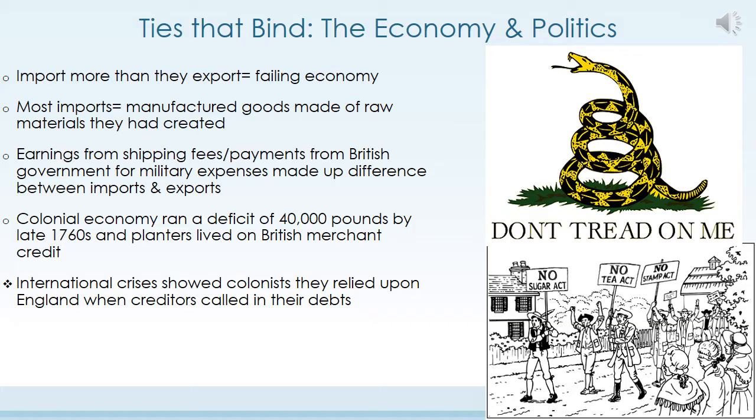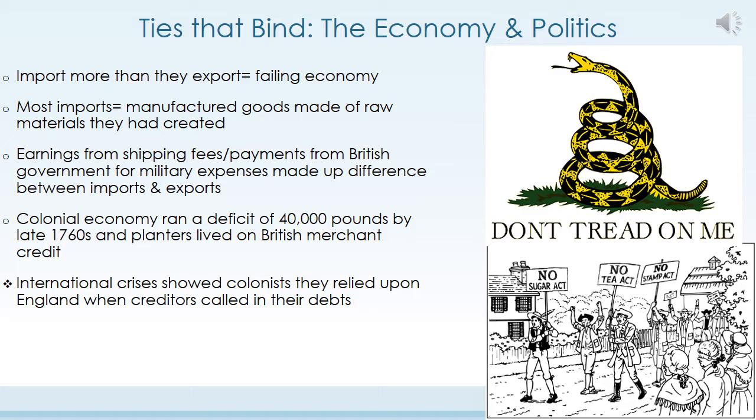The colonists actually imported more goods than they exported. And remember that the policy of mercantilism was that for a country to be successful, they needed to export more than they imported. So the colonial economy was not successful for the colonist, it was successful for the mother country. And the earnings from the shipping fees and payments from the British government for military expenses would then make up the difference between their imports and their exports.